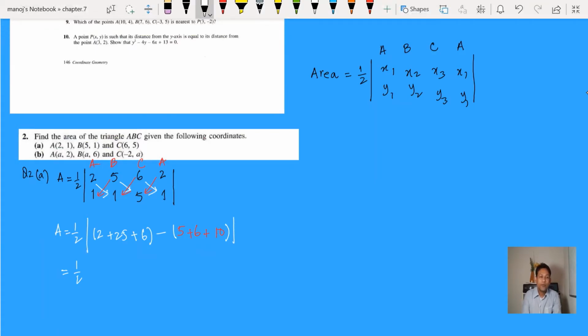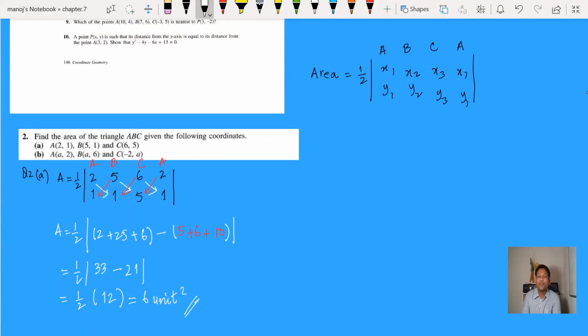No problem. So 25 plus 6 is 31 plus 2 is 33, minus 12, and this is coming 21. So when we do like this, it is a positive answer. We have to decide, like this modulus sign, remember, don't forget it. 21 minus 9... 12, and when we divide, it is coming 6, and that's your unit square, and that's we have done. This is a way that we can find the area when the coordinates are given.